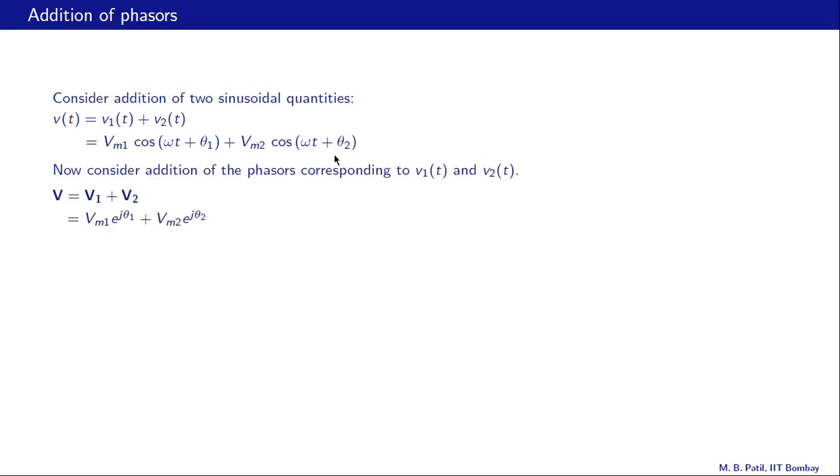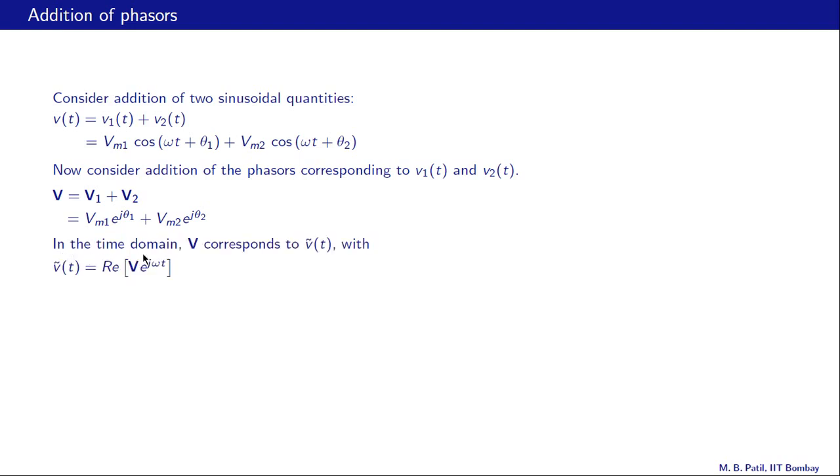Alright, now consider the addition of the corresponding phasors. This phasor corresponds to V1 of t, this phasor corresponds to V2 of t. So V1 therefore is Vm1 e raised to j theta 1, magnitude Vm1 and angle theta 1. V2 similarly is Vm2 e raised to j theta 2.